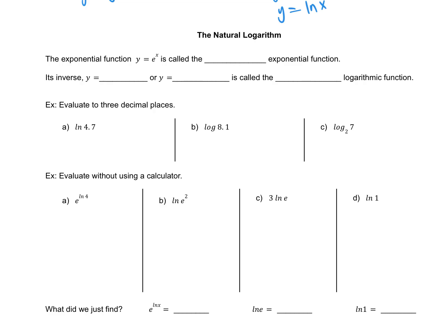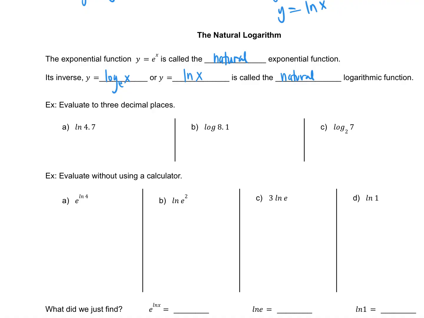So the exponential function y equals e to the x is called the natural exponential function. Its inverse, y equals log base e of x, or y equals ln x, is called the natural logarithmic function. Now, all of the logarithm rules that you learned in advanced functions, you can use for ln, because ln is a logarithm. It's just the base is e.